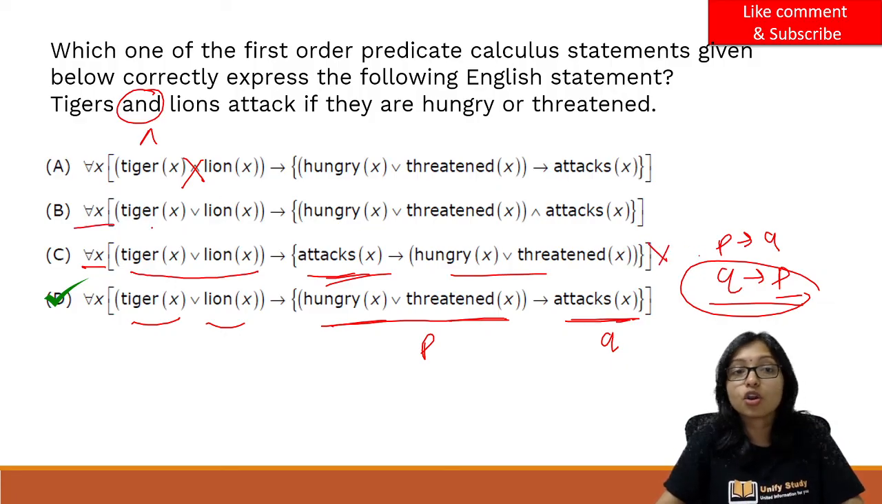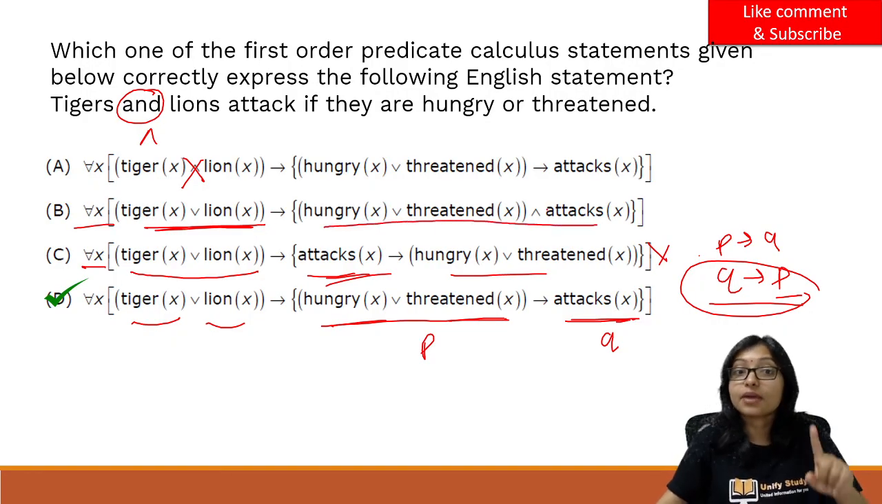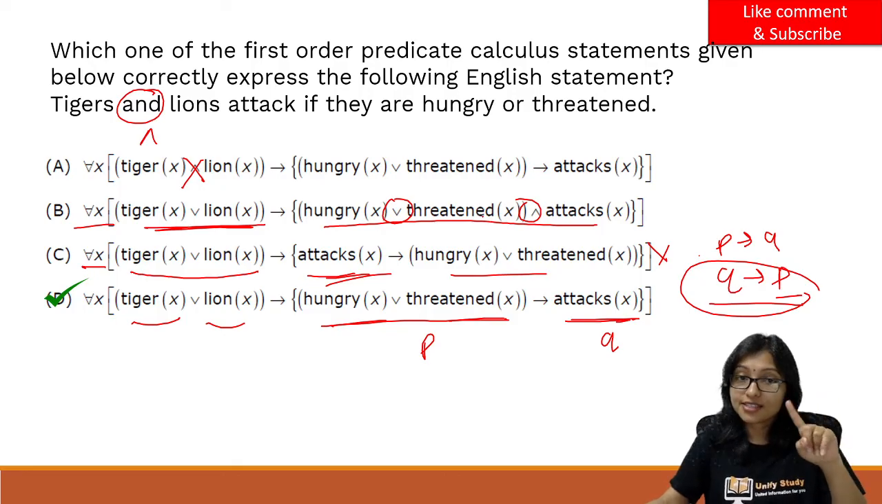It is not for all or. I am telling here all are or. No. If-then condition is there. If they are hungry and threatened, then they will attack. So with the or we cannot. Got it. This is a very interesting question. I hope you can understand.